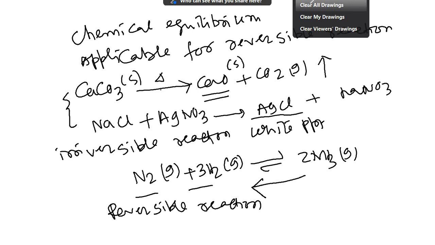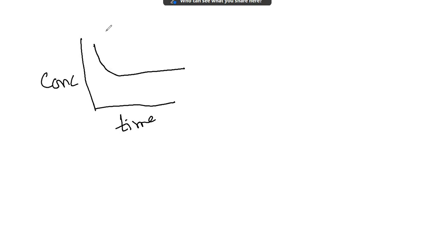Now, suppose this is the concentration and this is the time. Reactant concentration decreases with time, A to BC. From A to B, the concentration of the reactant decreases with time, but from B to C it is a horizontal line parallel to the x-axis. The concentration of the reactant doesn't change. That means after a certain time, the reactant concentration doesn't change further.